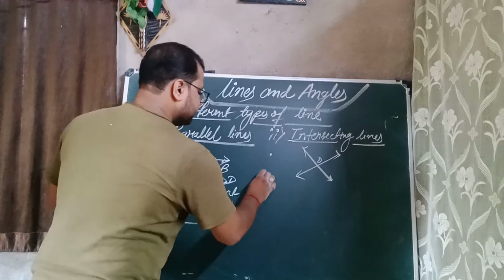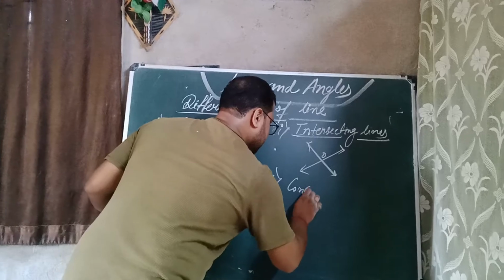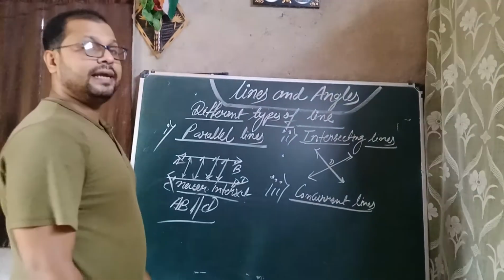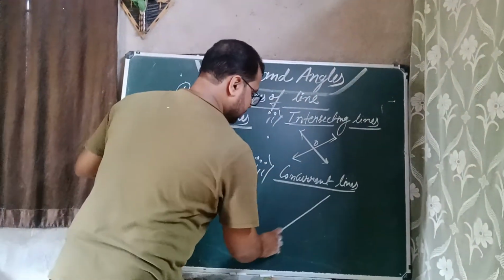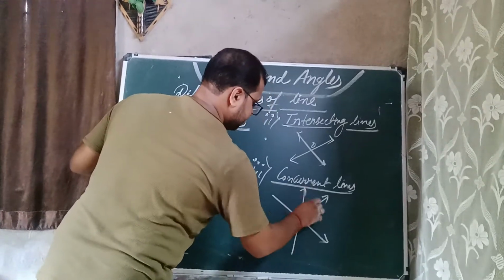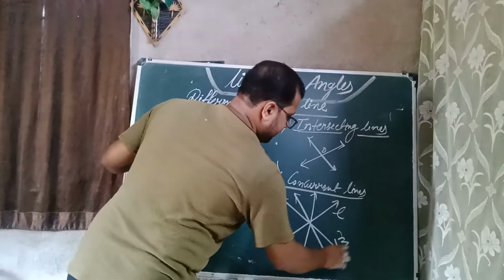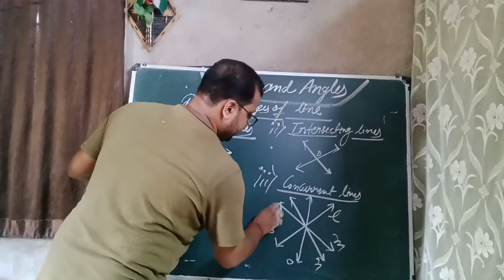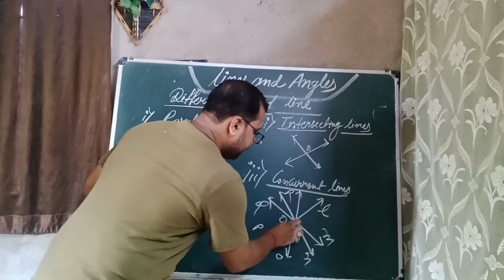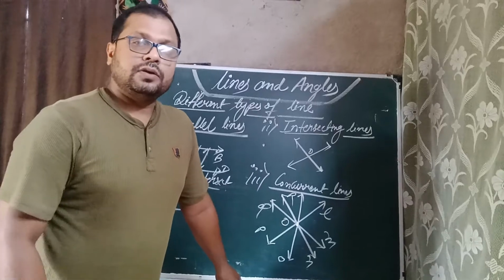Third but not the last, an important one, that is concurrent lines. What are concurrent lines, students? Concurrent lines are nothing but lines whose meeting point is the same, their passing point is the same. You can see all the lines L, M, N, O, P, Q, R. Different lines I have drawn, but they are passing through the same point. So the lines which are passing through the same point are known as concurrent lines.